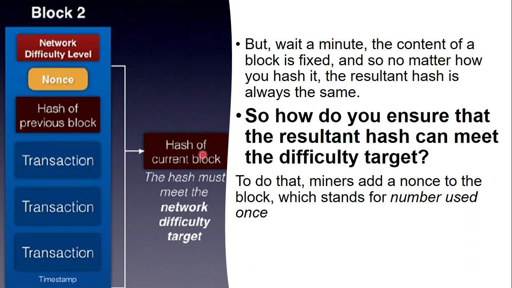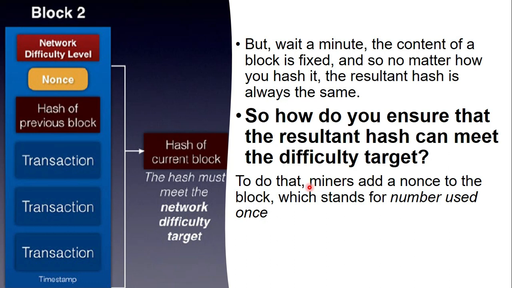But wait a minute, the content of a block is fixed, so no matter how you hash it, the resultant hash is always the same. Every time the content is the same, so the hash will be the same. I have already told you in the previous slides. So how do you ensure that the resultant hash can meet the difficulty target? That is also the problem, because when the content is the same, the hash is the same. Now how will you meet the difficulty target which you want to be increased when the miners increase?